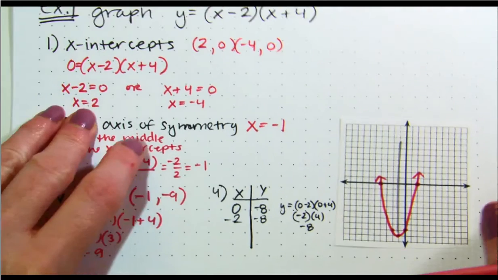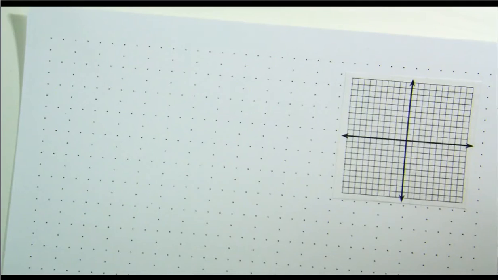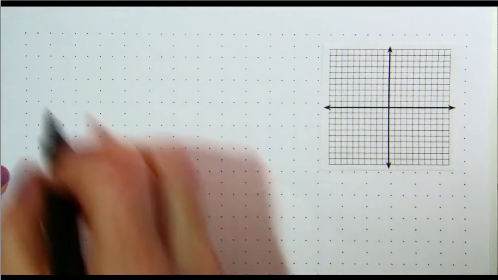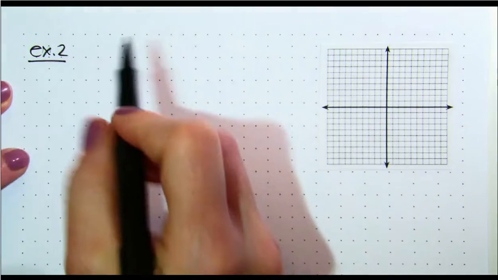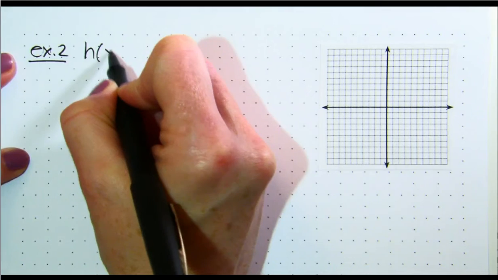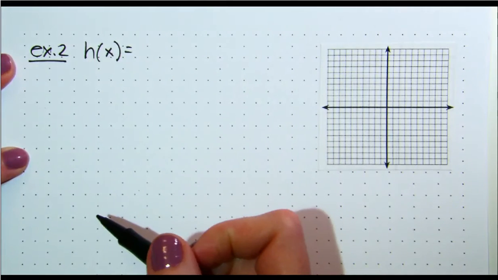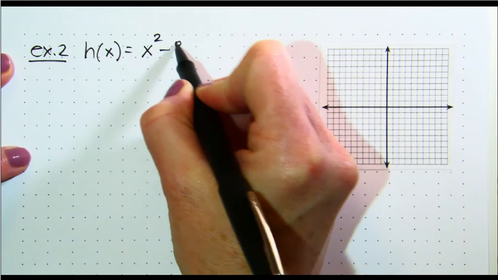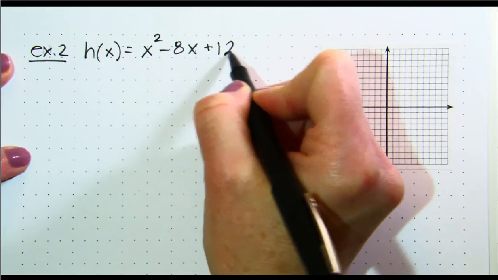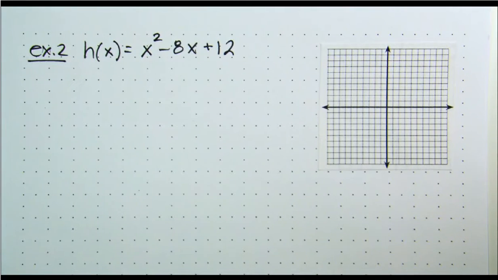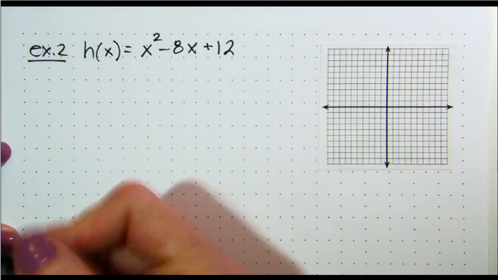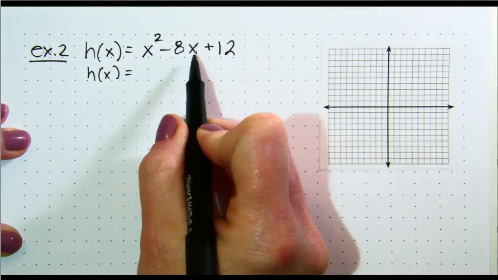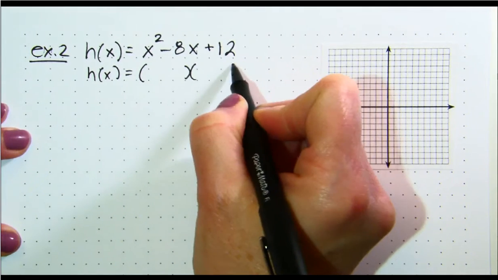Let's do example 2. Now this one is going to be written as a function with function notation, h of x. It's the same thing as y equals. Sometimes you will be given the equation in standard form, and either you'll be told to graph it using factored form, or maybe you prefer graphing with factored form and you want to factor this. But I did just want to show you an example where you're given standard form, and then we can rewrite this in factored form.